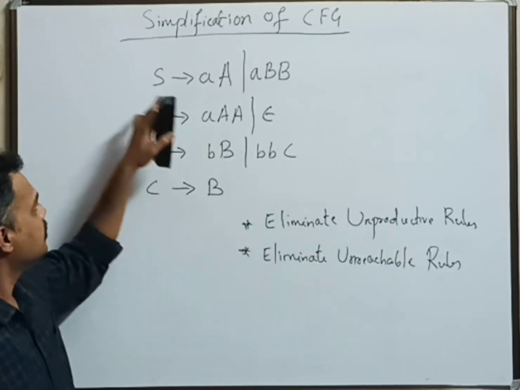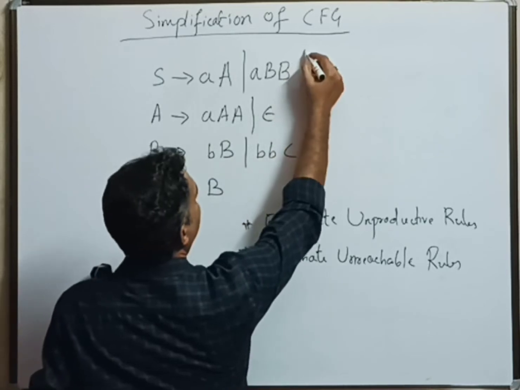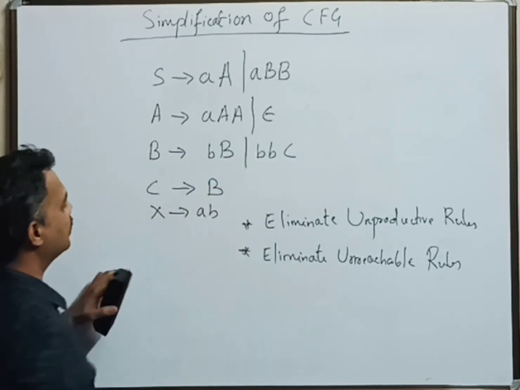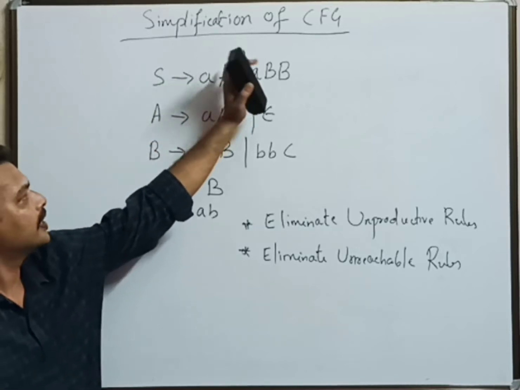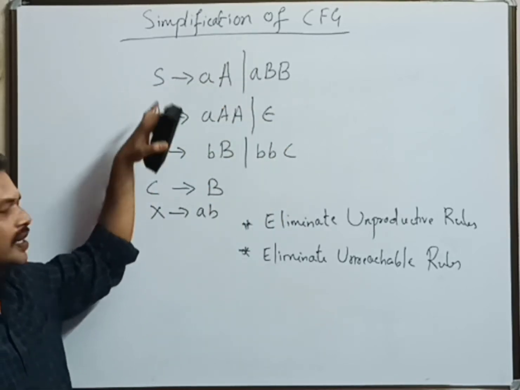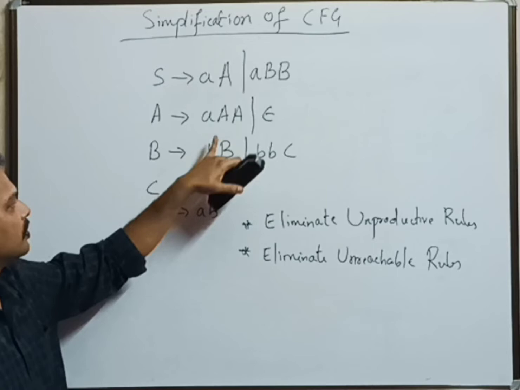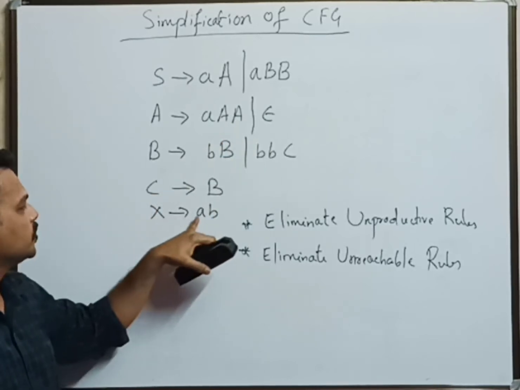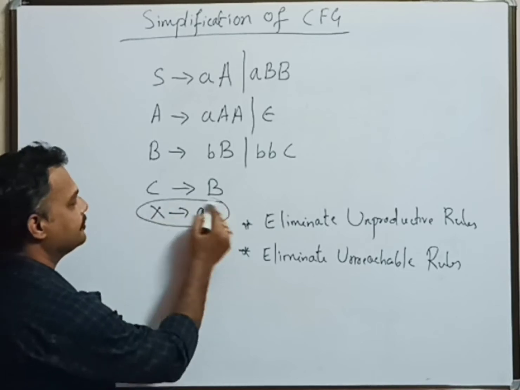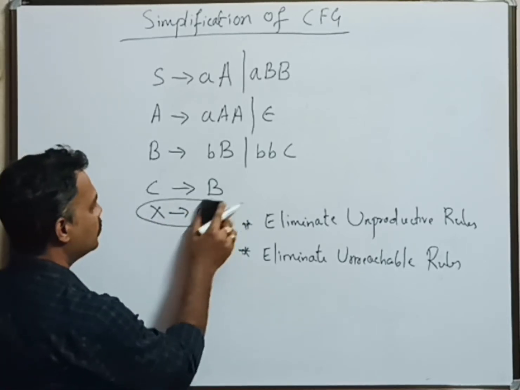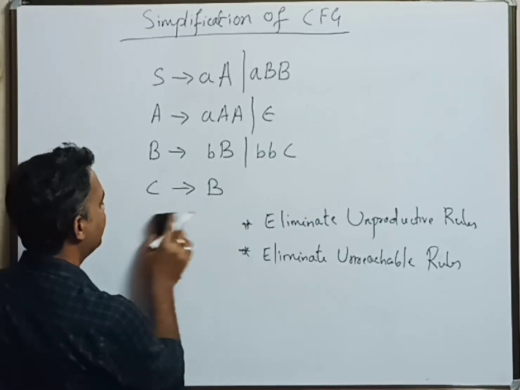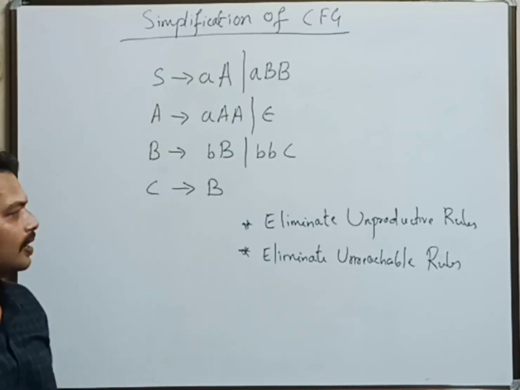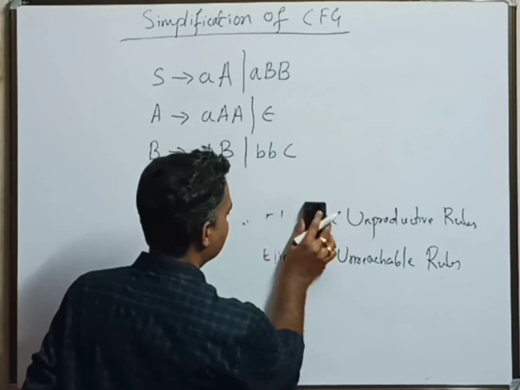Unreachable rules are, suppose we have X to AB, for example. See, nowhere at the right hand side of this context-free grammar is there any usage of the X variable. So this X to AB becomes unreachable. These are the two tasks we are supposed to do when we go for simplifying a given context-free grammar. Now let us start the process.